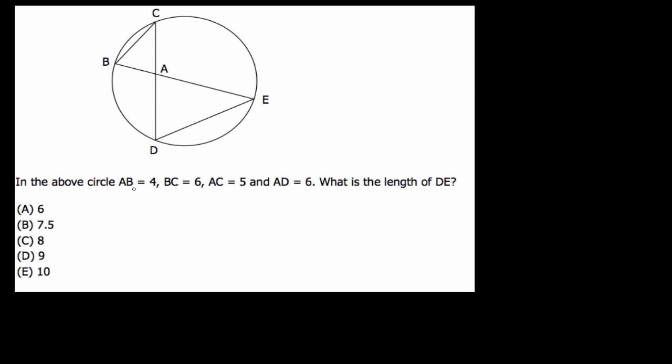In the above circle, AB equals 4, BC equals 6, AC equals 5, and AD equals 6. So what is the length of DE?